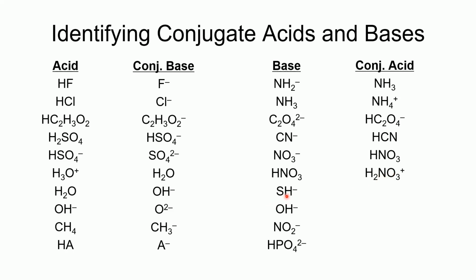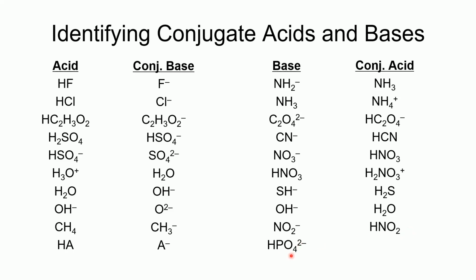Okay, so next we've got SH minus. SH minus, you add hydrogen to it, you'll get H2S. So hydrosulfuric acid, H2S. That H2S, that's the smell of rotten eggs. If you've ever smelled rotten eggs, you've smelled H2S. All right, hydroxide, of course, if you add H plus to it, you'll get water. Nitrite, if you add H plus to it, you will get nitrous acid.